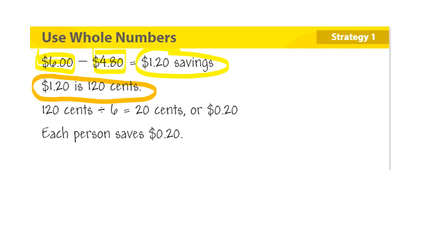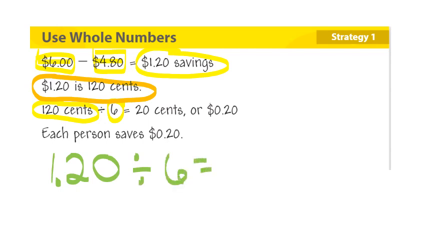I'm probably going to need to break it up. I can't share it the way it is. So I know that $1.20 is the same as 120 cents. I'm sharing it between 6 people. So I'm going to look at my basic fact hidden within this decimal problem.